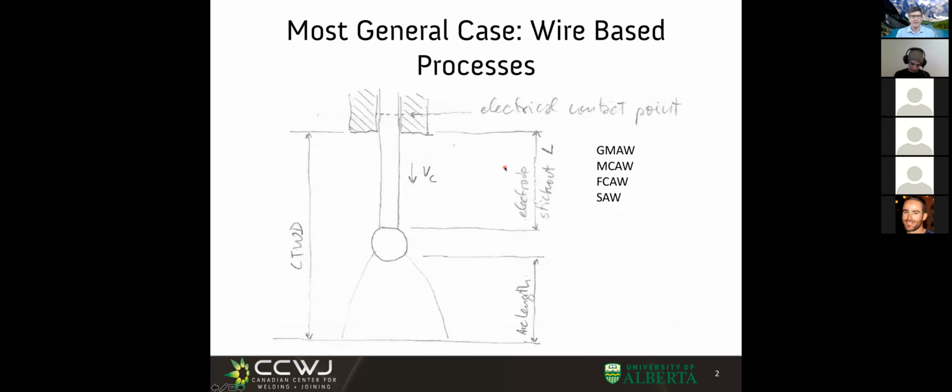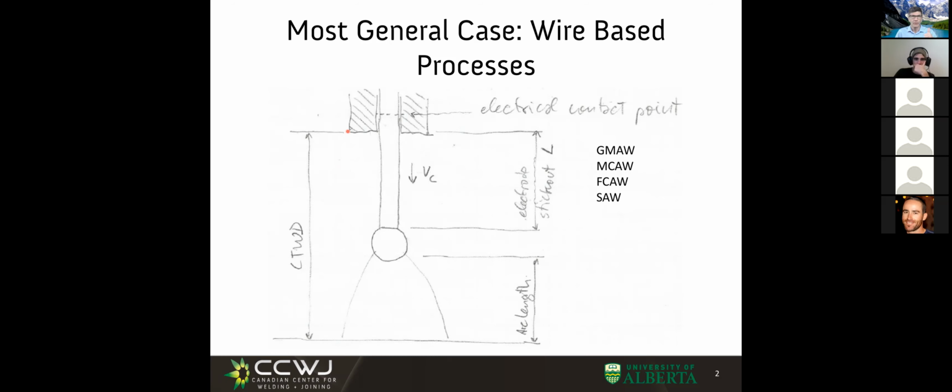This is what we had seen last class, that in the most general case, we have an electrode extension, we have the arc length, and then we define some terms that are very important to have clear for us in the class, because the same words are used for different things in other places, like the Lincoln Procedure Handbook, and some other times the same things have different words. So what matters is the concept, not the names, but let's make sure that we are consistent within the class on what is what. So one is the contact tip to workpiece distance.